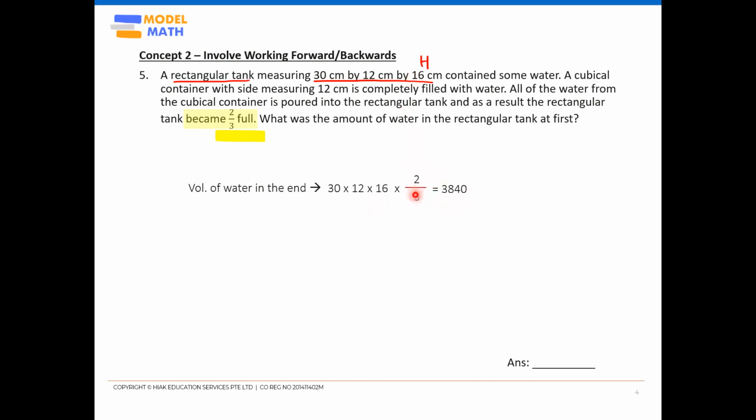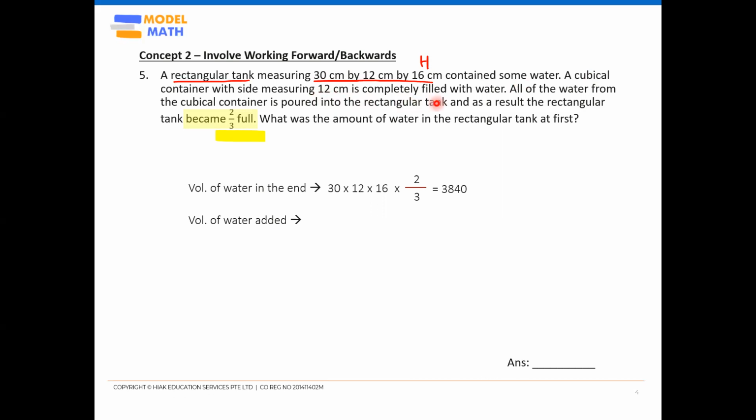Now 3840 is the final volume of water. And this 3840, some of it came from the water that was in the cube. And we know the cube, it measures 12 cm size, very nice. So they give us 12 cm measurement, and they told us it's completely filled with water. So with this information, we can find out the volume of water that was transferred to the rectangular tank. So we call this volume of water added. If you don't like to use the word added, you can use the word transfer. So transfer came from the cubical container, which is a size of 12 cm each and completely filled.